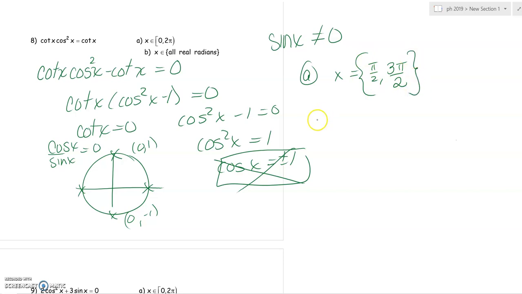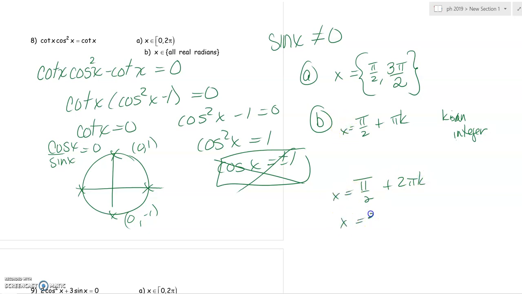All right, so now for part B, notice I want all solutions. I want you to find all solutions in radians. So you would say, well, let's see, I could say pi over 2 plus pi k, k is an integer. You also could have described those solutions by saying pi over 2 plus 2 pi k and 3 pi over 2 plus 2 pi k. That would also work. This way is more concise.